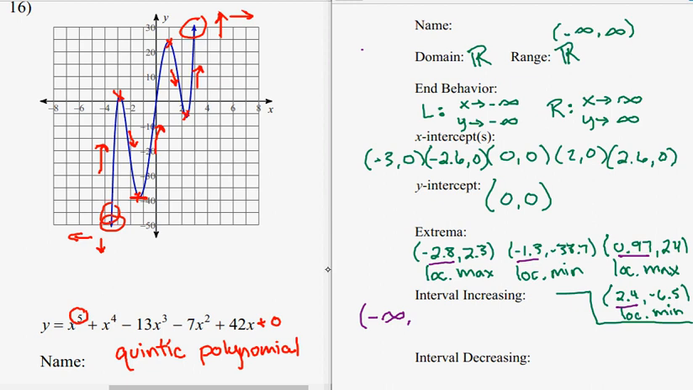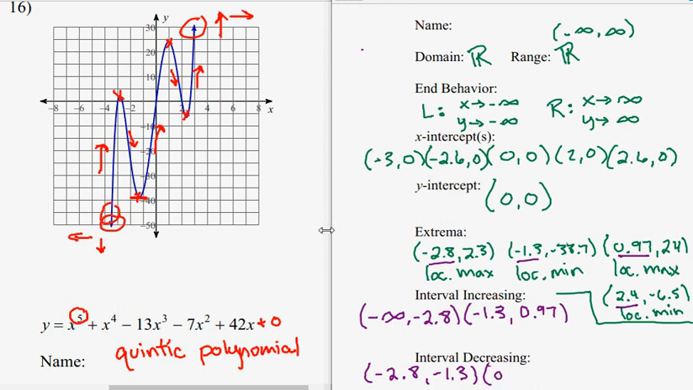So this first point is negative 2.8. Then it stops increasing and starts decreasing at negative 2.8. And when does it stop decreasing? At the local minimum point, negative 1.3. Then it starts increasing again. From x equals negative 1.3 until x equals 0.97, this function is increasing again.